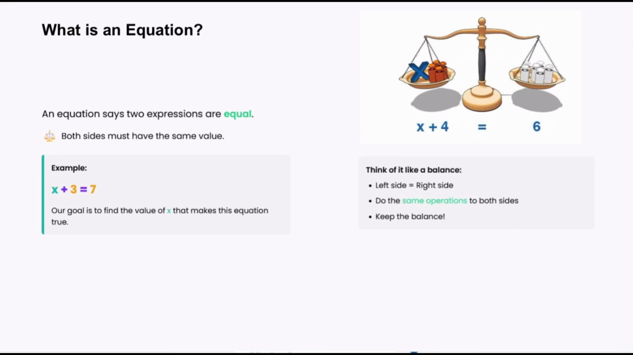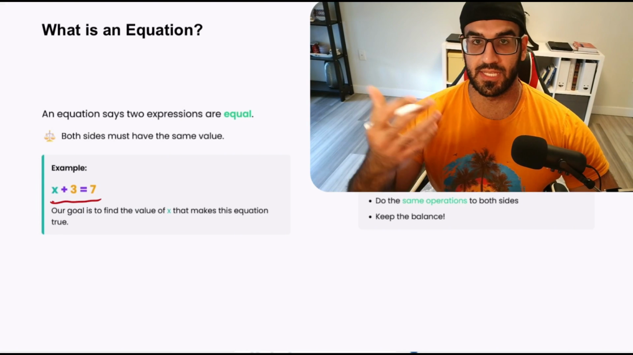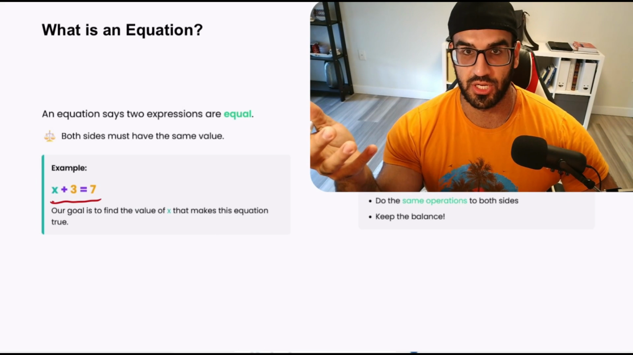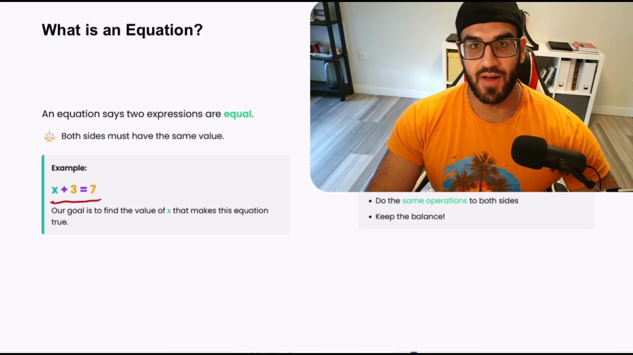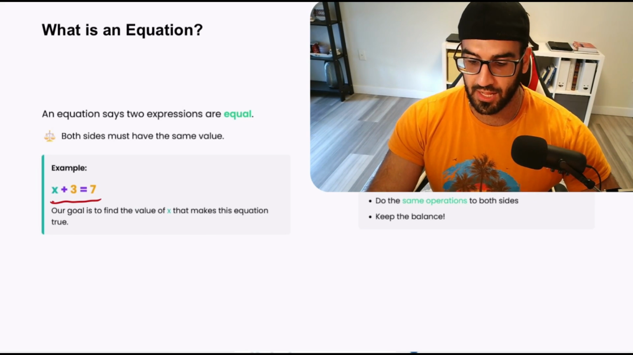So in a nutshell, when we are talking about an equation, we are talking about two expressions on a scale, and we have to find a way to make them equal. Both sides must have the same value. For instance, x plus 3 is an expression, and equals 7 means we are trying to find a value for x to make sure this is right.